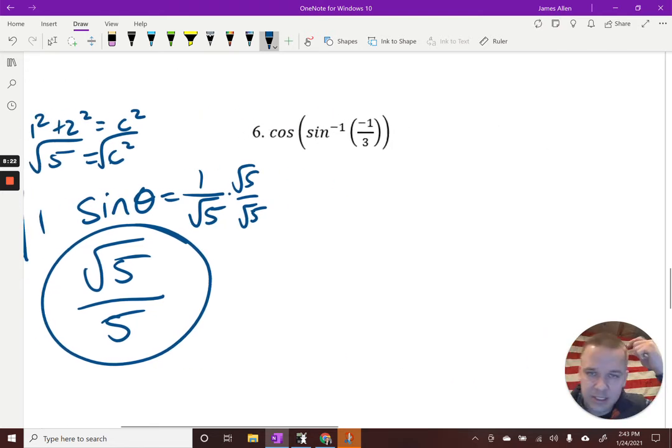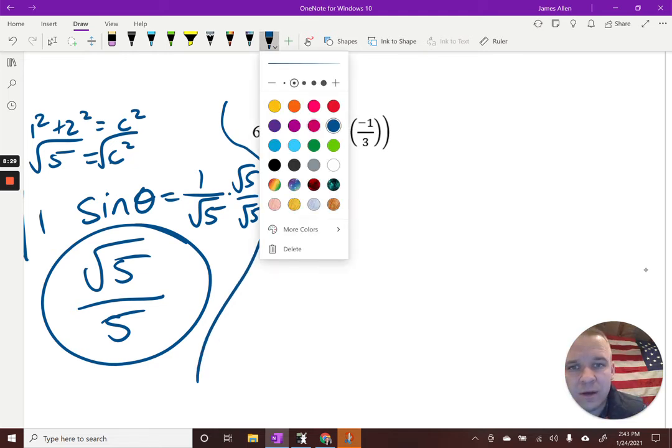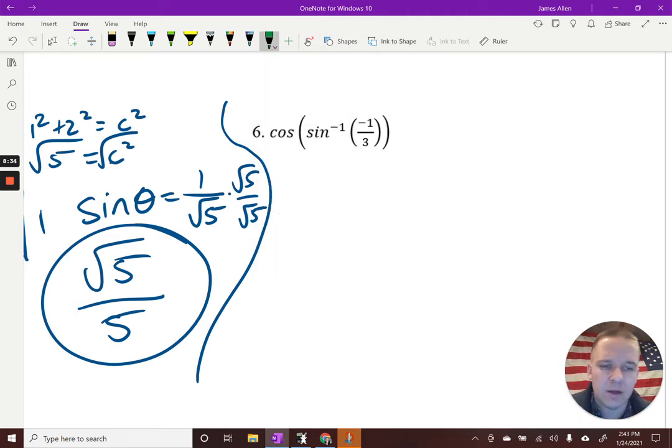Now let's take a look at number 6 here. For number 6, now this blue is getting monotonous here. I'm going to go green. Green is my favorite color. Jot that down. That's important. Cosine of inverse sine of -1/3.